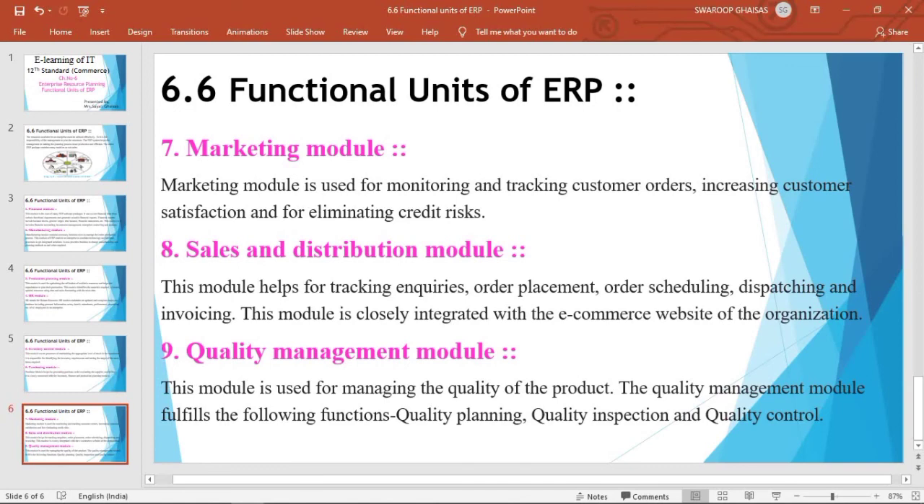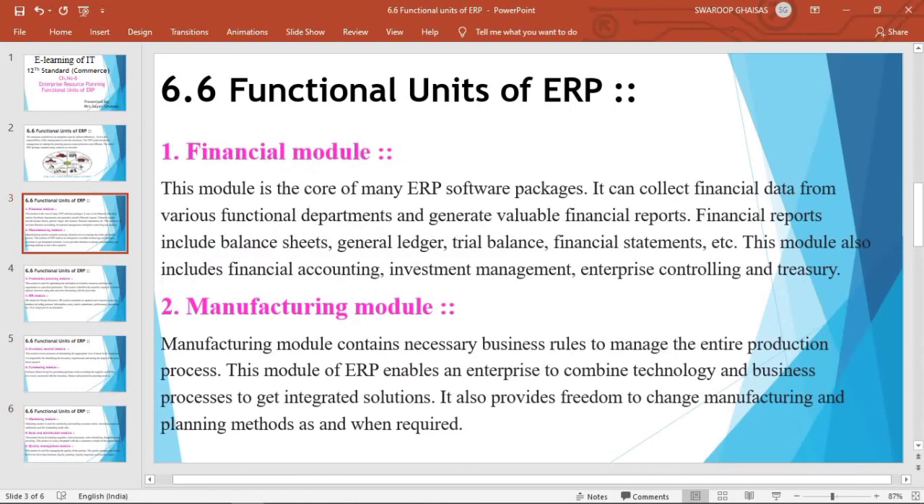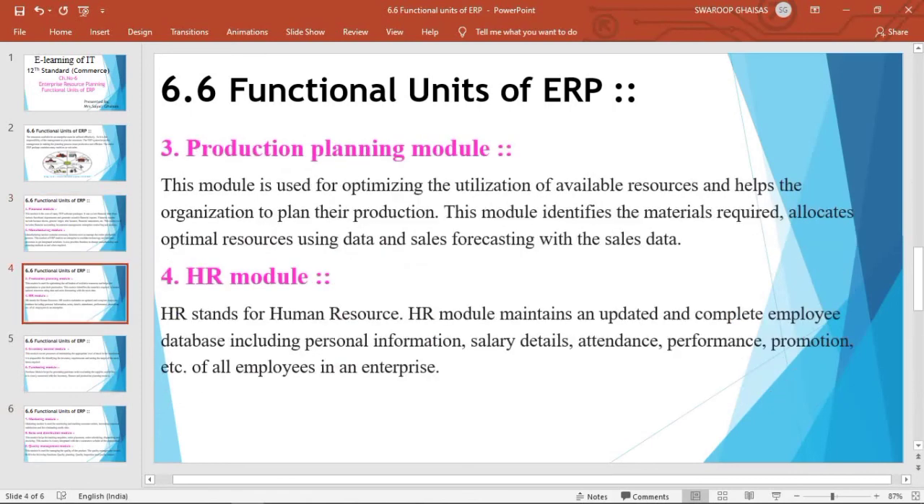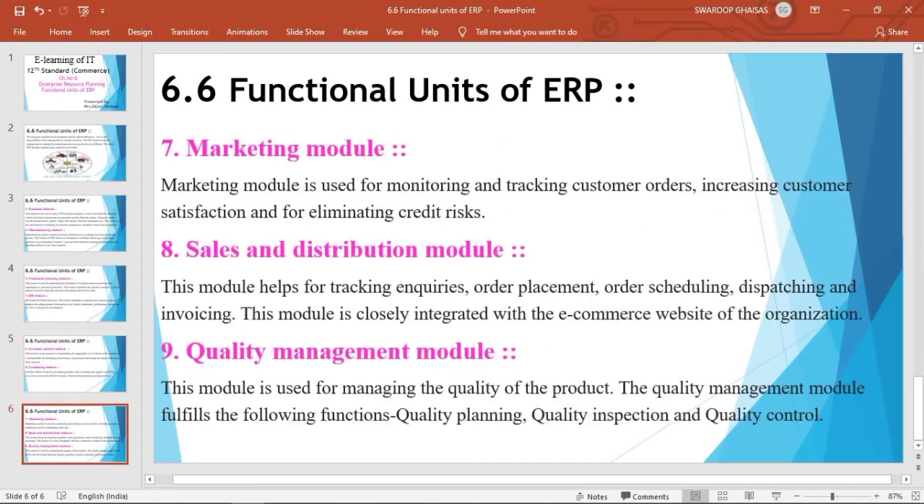So these are the different functional units of ERP. First one is financial module, second one is manufacturing module, third one is a production planning module, fourth one is a HR module, fifth one is inventory control module, sixth one is purchasing module, seventh is marketing module, then sales and distribution module, and quality management module. So these are the 9 different functional units of ERP.